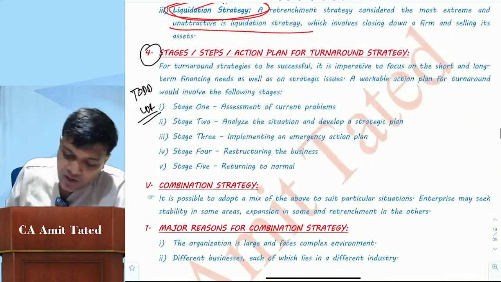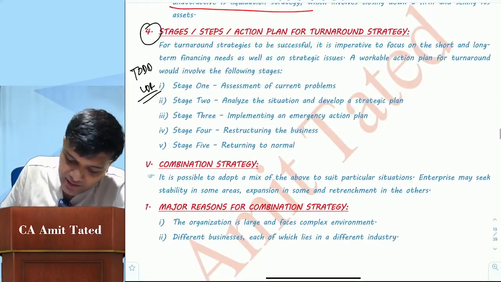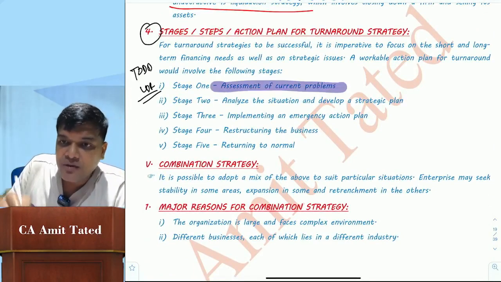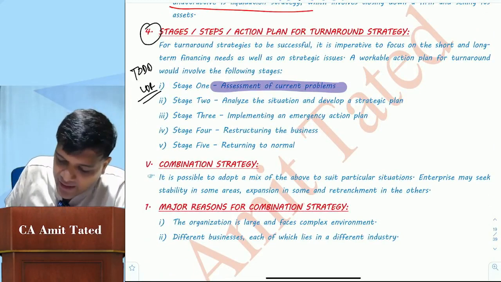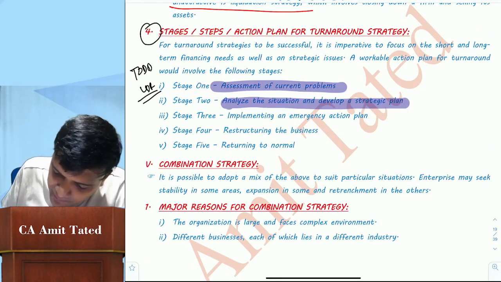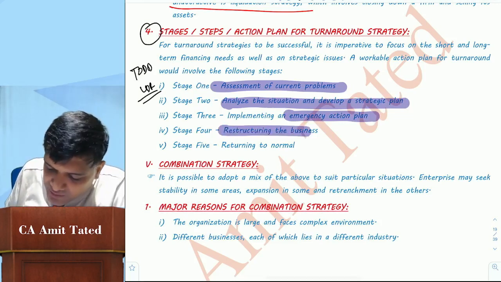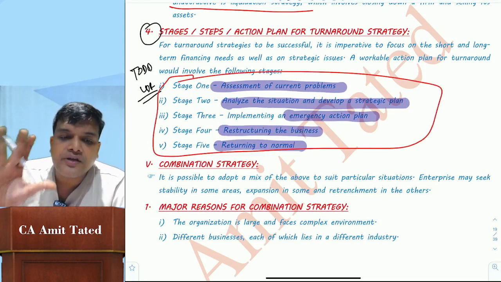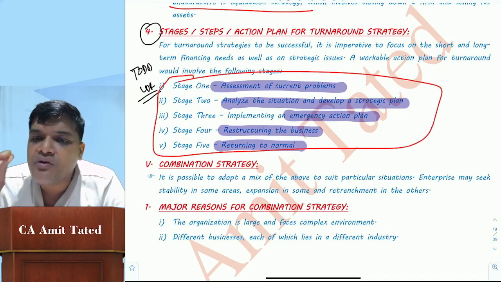And combination. This is turnaround. Look at what turnaround is in LDR. Assessment of current problem. First point, assess the current problem, find the root cause. Second point, analyze the situation and develop a strategic plan, whether it is viable or not. Next point, implement emergency action plan, restructuring business and returning to normal. Make sure this is the LDR for turnaround. If any question comes from retrenchment, turnaround is very important.